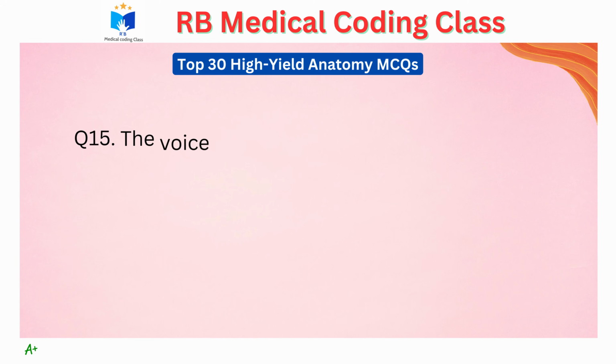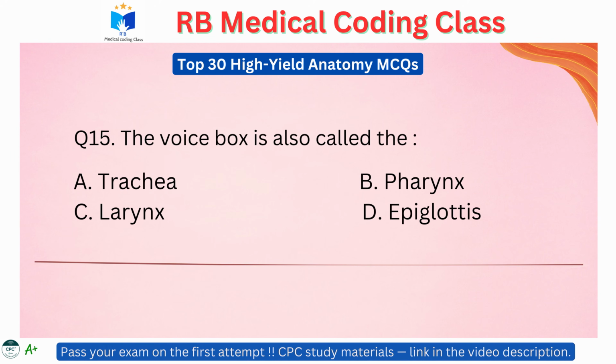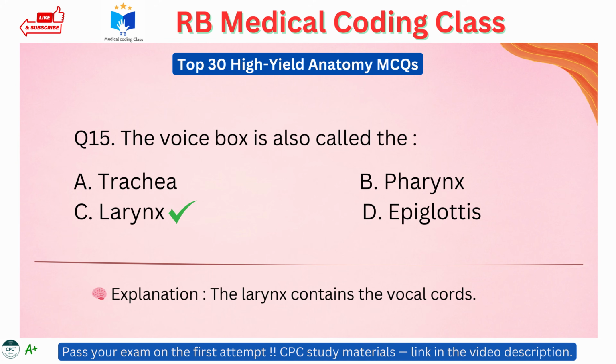Question 15. The voice box is also called the A. Trachea. B. Pharynx. C. Larynx. D. Epiglottis. Answer. C. Larynx. Explanation. The larynx contains the vocal cords.